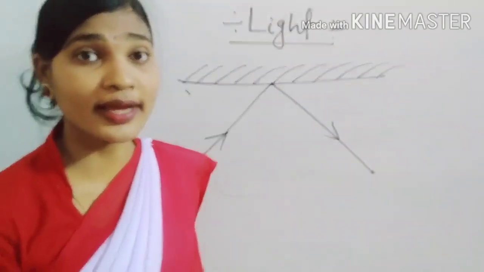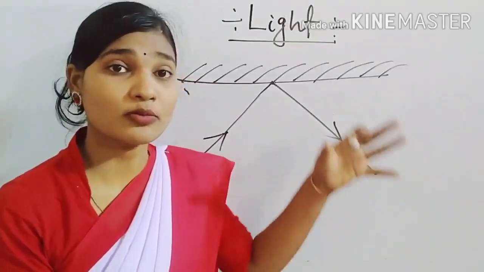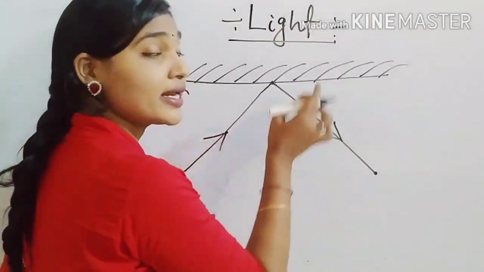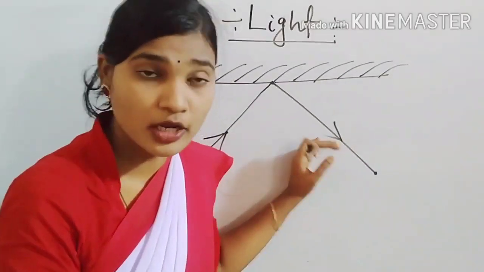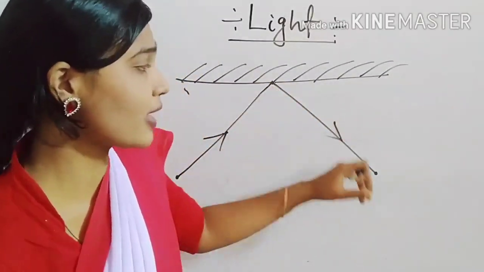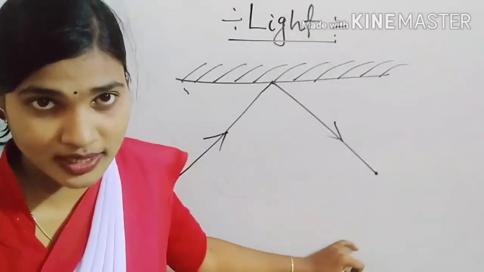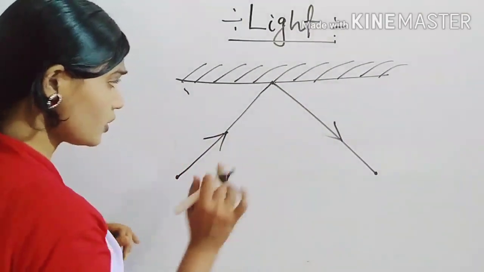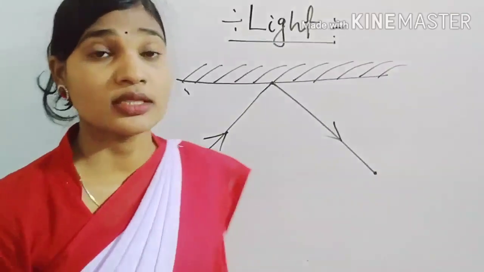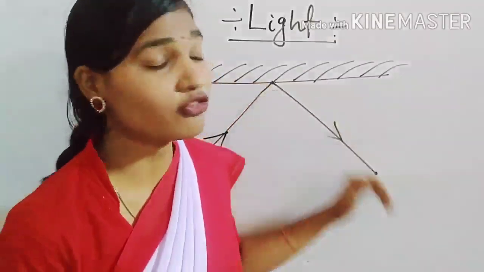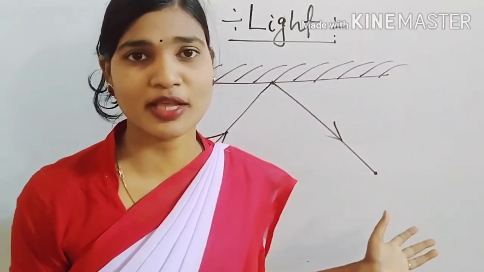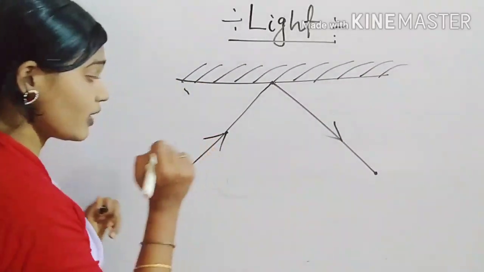When a ray of light from the source falls on an object, it may pass through it, it may get absorbed by it, or it may bounce or be reflected back from the surface. This is known as the reflection of light. So what is reflection? The bouncing back of light rays from the surface of an object is known as the reflection of light. What is the incident ray?